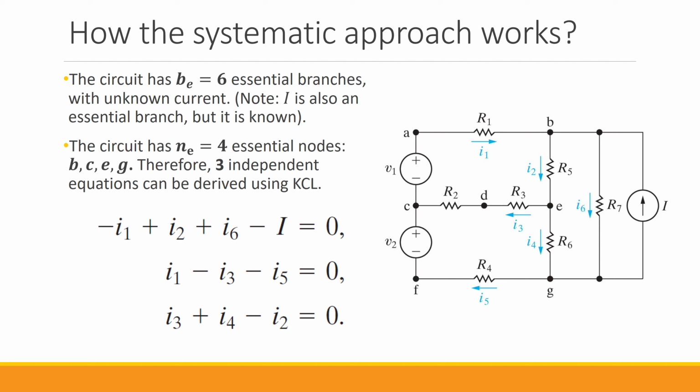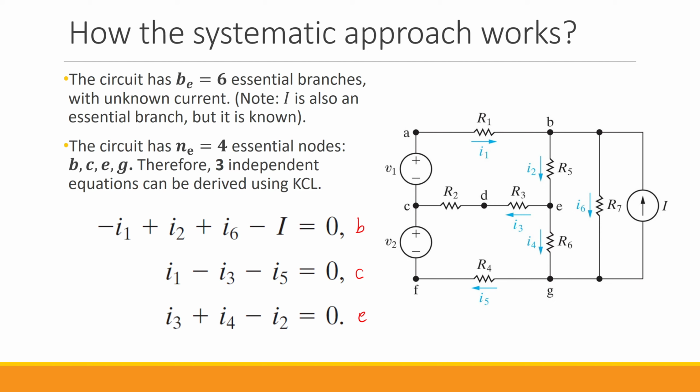So for now, I'm gonna use these 3 equations. So this one is for node B. This one, I1, I3, I5, is for node C. And finally, I3, I4, I2 is for node E. So I didn't use the KCL equation for node G. So only 3 of them.